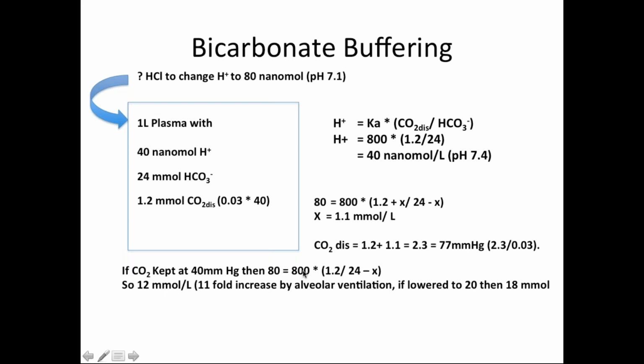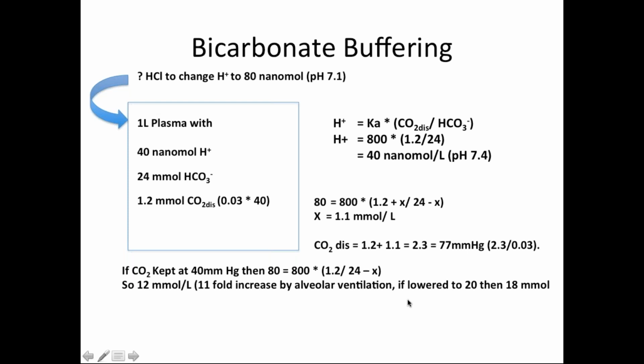So 80 is equal to 800 into 1.2 by 24 minus X. So this will be 10 into 1.2, which will be 12. So 24 minus X is going to be 12. So 12 millimoles. So what ends up happening is, if we keep the CO2 constant, you have an 11-fold increase in the buffering, because you can now blow off the extra CO2 that is formed by the buffering that has happened.